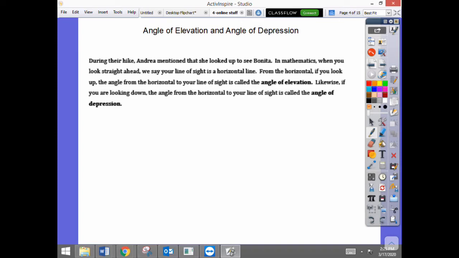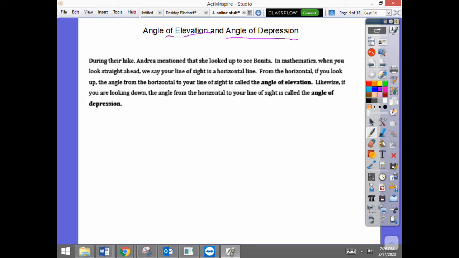One useful thing for right triangle trigonometry is to measure these things called angles of elevation and angles of depression. This short little video here is going to talk about what those actually are. So, reading this, during their hike, Andrea mentioned that she looked up to see Bonita.